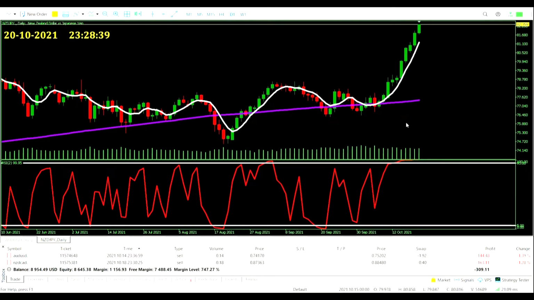And the strength of the New Zealand dollar against the Japanese yen. RSI now up at 99.95. We are so close to seeing it at 100. Bring a small green, why not? We want to see it.